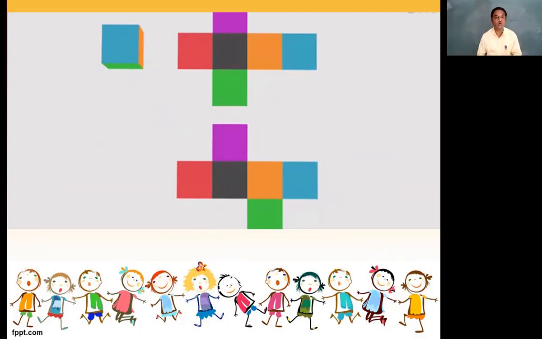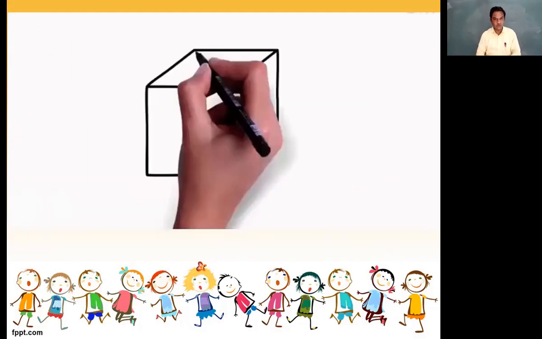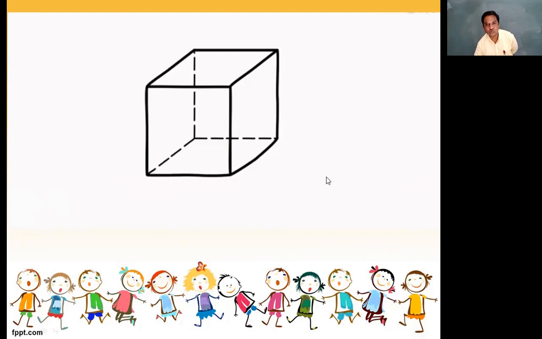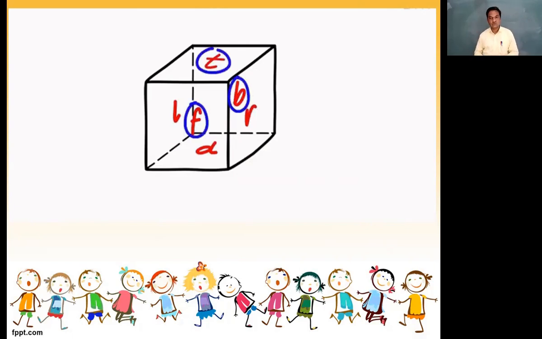Then how do we draw the net of a cube on a piece of paper, on a notebook? Let us see. We are going to take an example of a cube, and then we are going to name the faces: the front face with F, the back face with B, the down face with D, the top face with T, the left face with L, and the right face with R. Okay, so we now have 6 square faces.